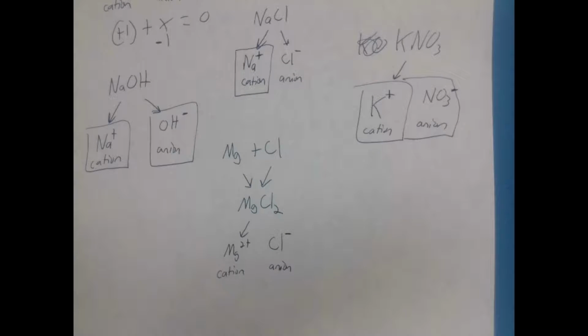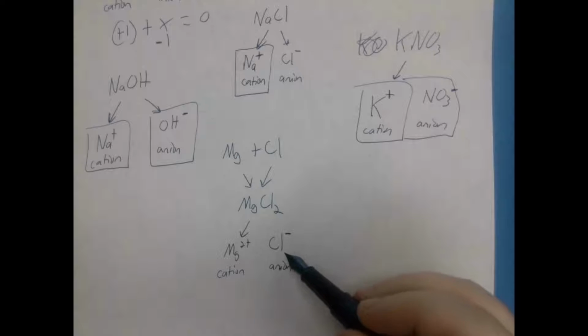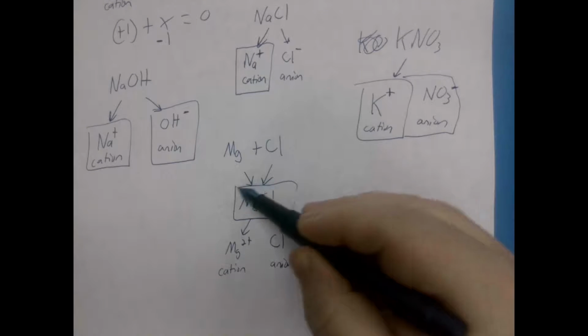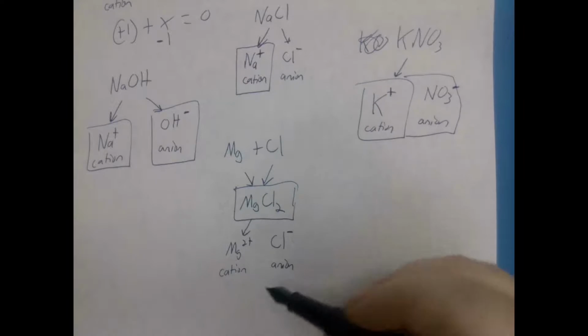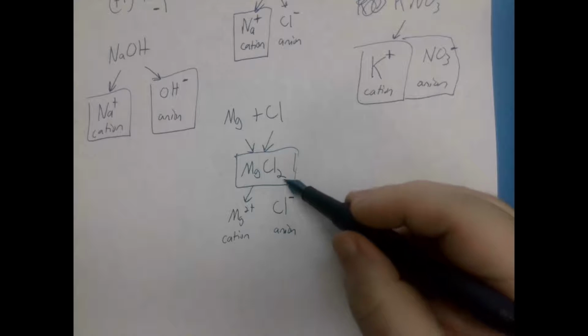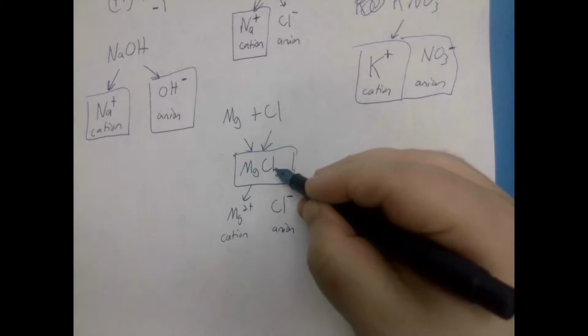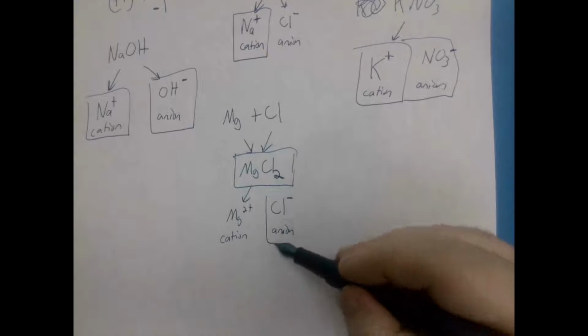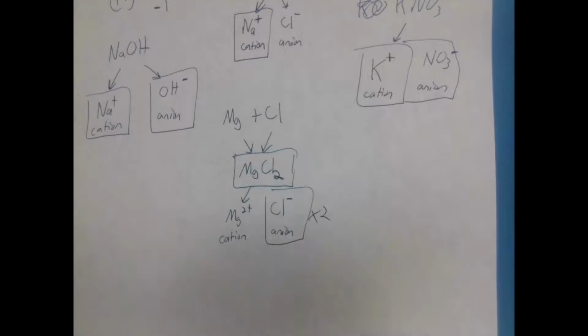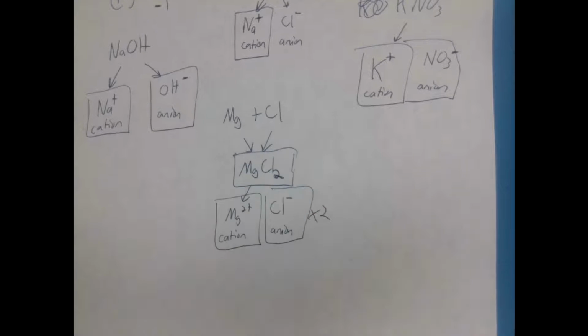But as you recognize, 2 minus 1 is not 0. This is a stable compound. Anything that is stable has no charge. So in order to balance, we need to add 2 of them. So we need to make 2 of these for every 1 of these.